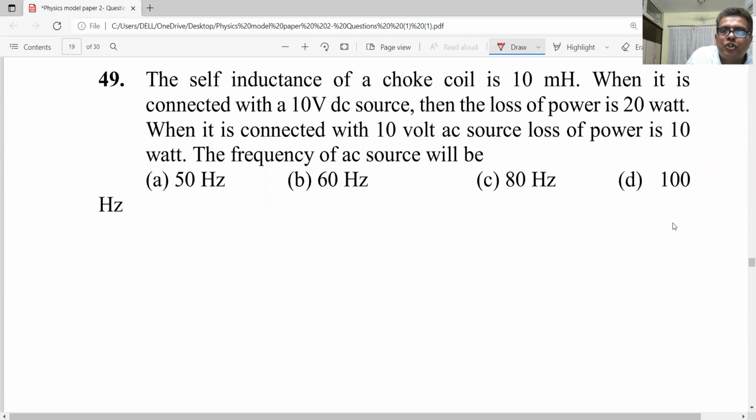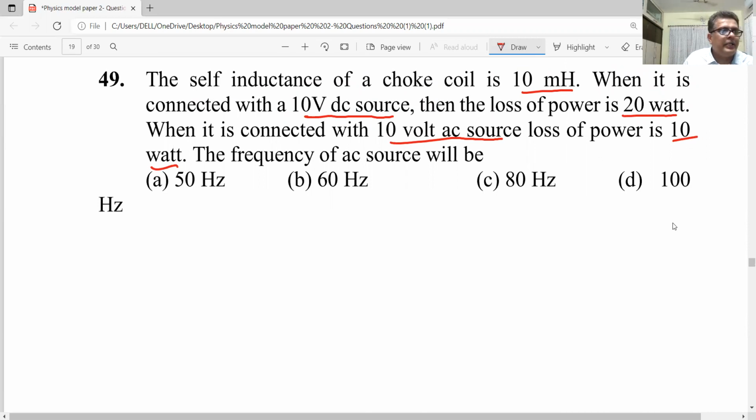The self-inductance of the choke coil is 10 millihenry. When it is connected to a 10 volt DC source, the loss of power is 20 watt. When it is connected to a 10 volt AC source, the loss of power is 10 watt. Always remember, loss is less in the case of AC circuits. The frequency of the source will be?